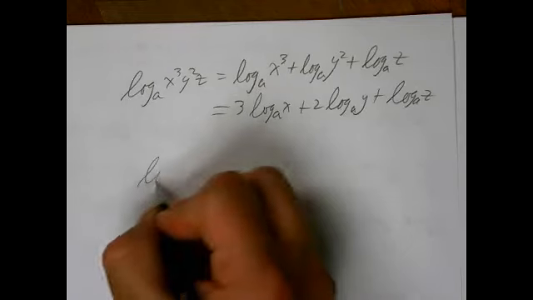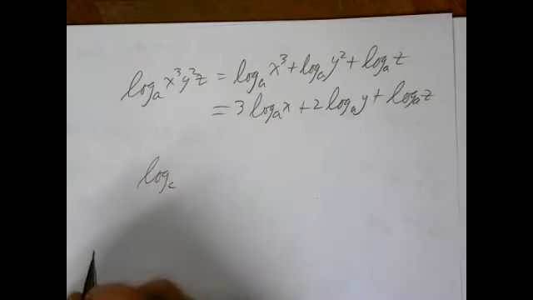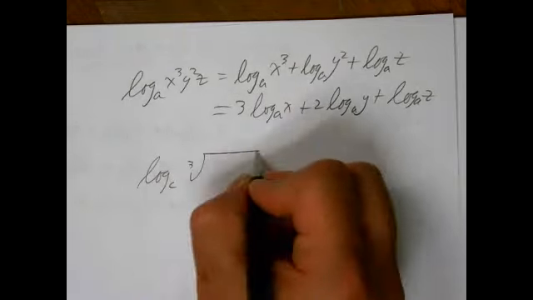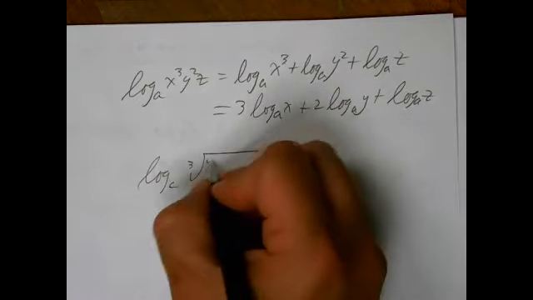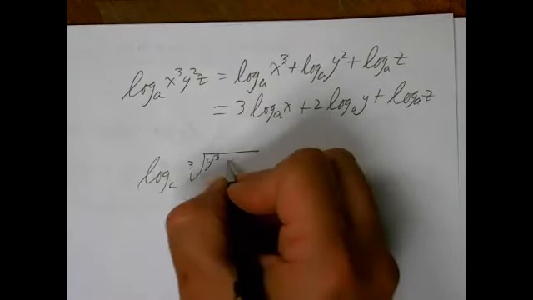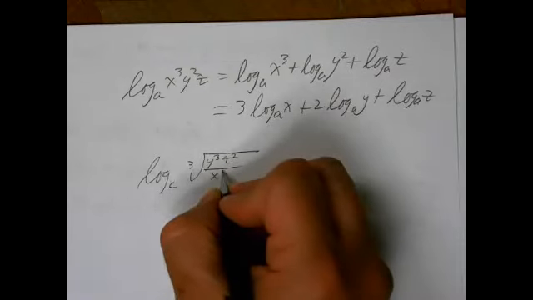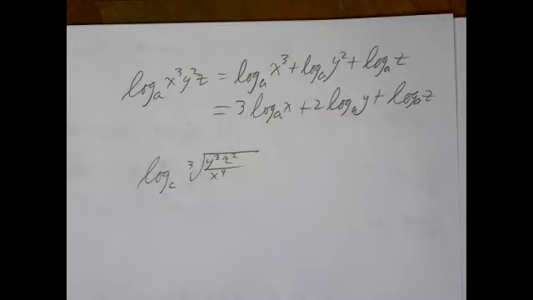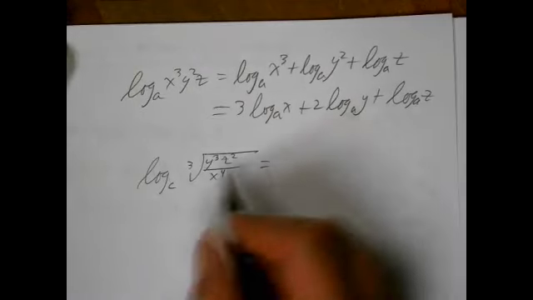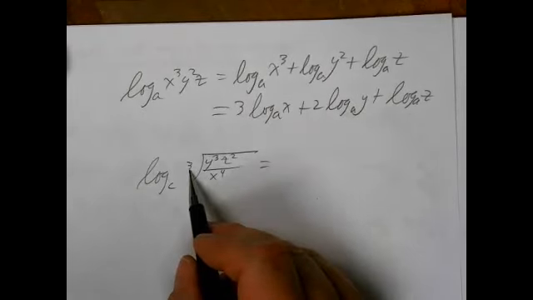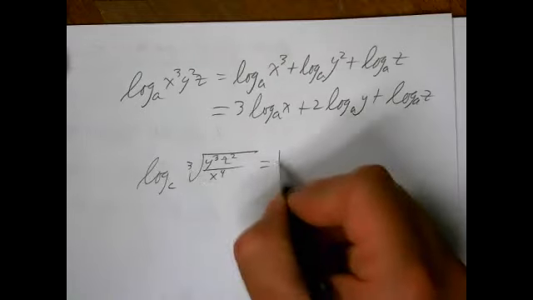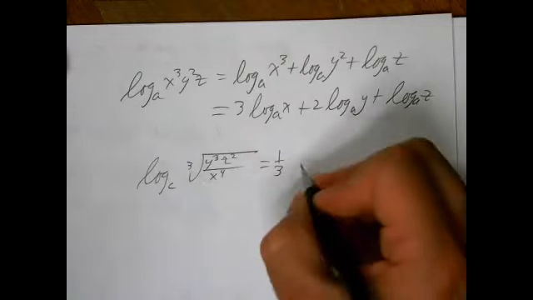If I had log base c of the cube root of y cubed z squared over x to the 4th, the first thing that would happen is the cube root would be dealt with. Cube root means 1/3 power, so a 1/3 can be moved out front as a multiplier.